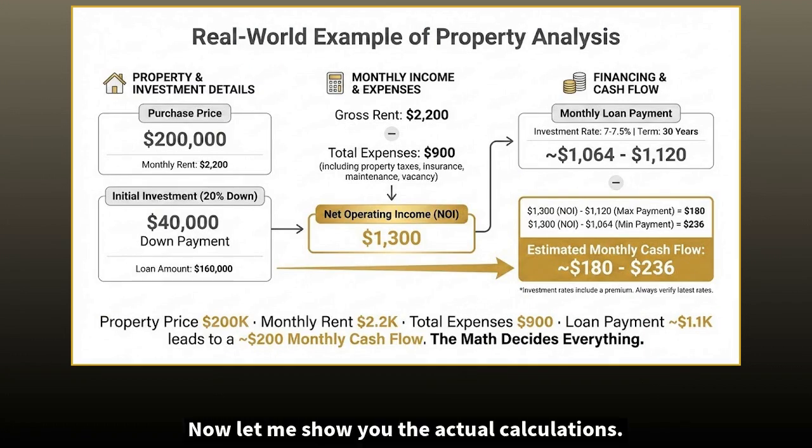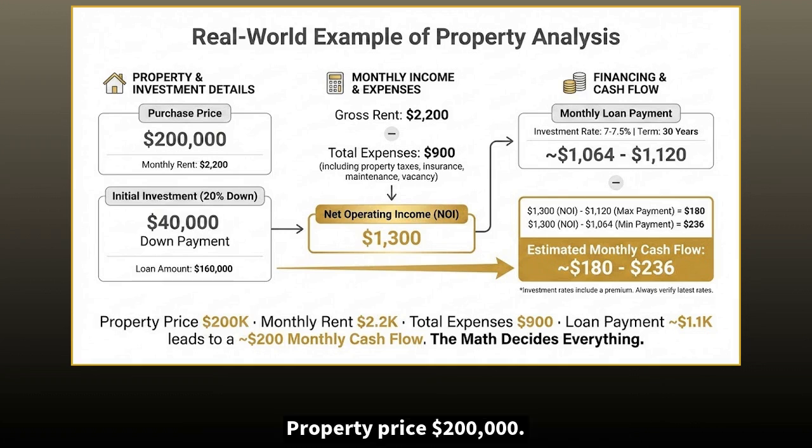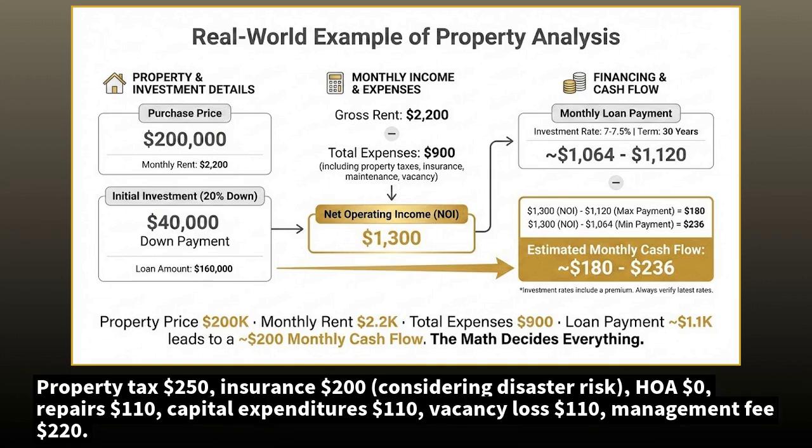Now let me show you the actual calculations. Property price, $200,000. Monthly rent, $2,200. This exceeds the 1% rule. Expense breakdown. Property tax, $250. Insurance, $200, considering disaster risk.